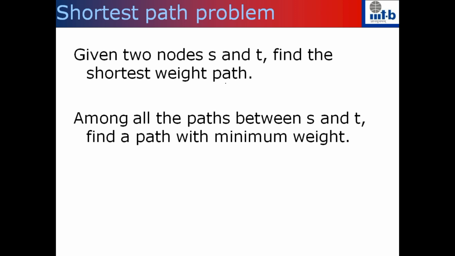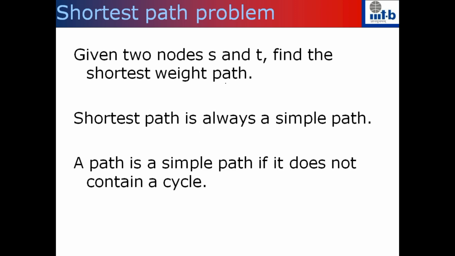Once you can enumerate all the paths from S to T, you can compute the weight of these individual paths by adding up the weights of the edges in the path. So once you know the weight of each of these paths, give me a path with the minimum weight, right? That's precisely the shortest path problem. In the shortest path problem, we always look for a simple path. A simple path is a path which does not contain a cycle.